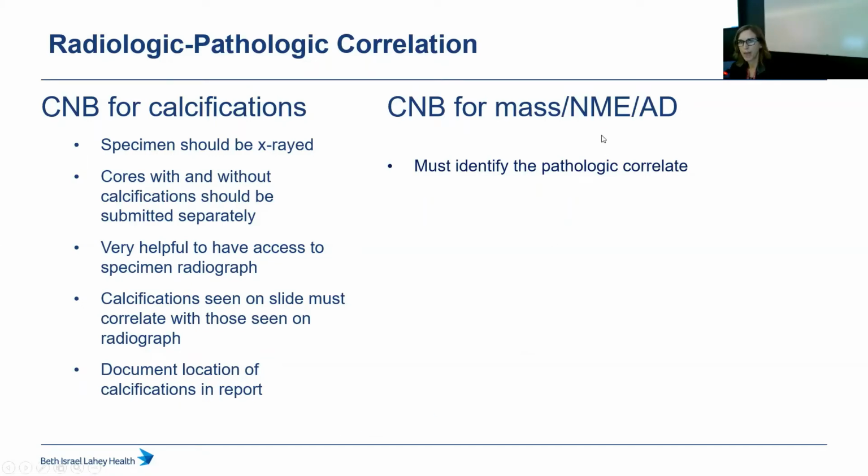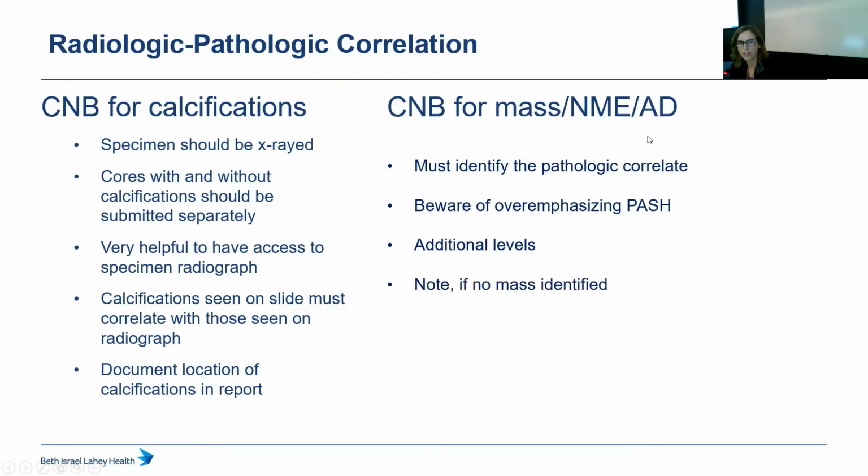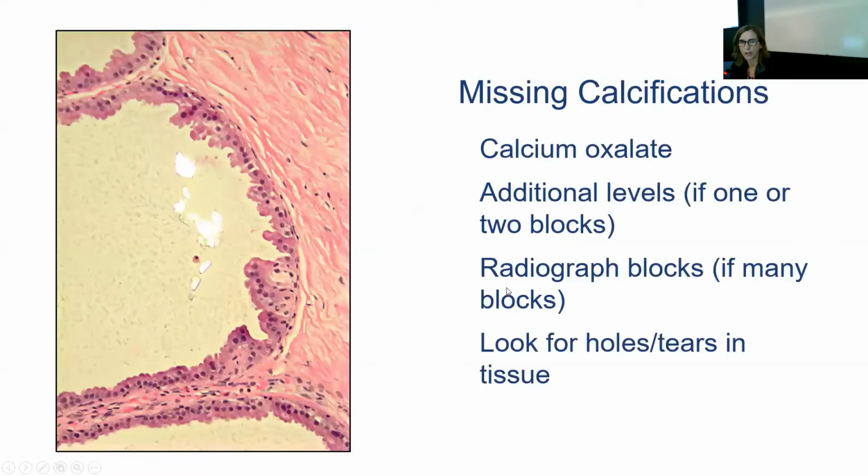Core needle biopsies for mass, non-mass enhancing or architectural distortions. Here, it's important to identify the pathologic correlate. I'll talk about the importance of not overemphasizing pseudoangiomatous stromal hyperplasia. I find that I order levels more frequently in this scenario than I do in calcifications, quite frankly, but obviously in both cases, levels will be important if you don't have the radiologic correlate. And then you need to document if you don't find a mass after doing additional levels.